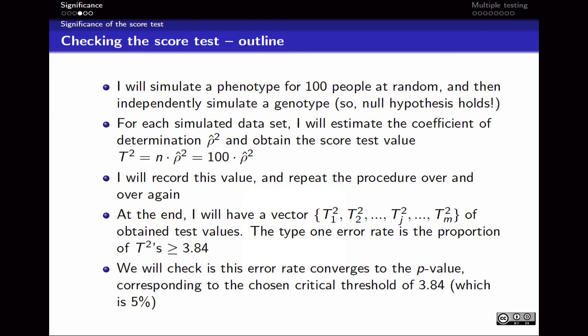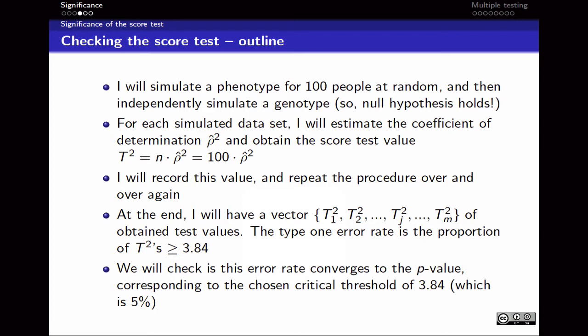So I designed the following Monte Carlo experiments. I'm simulating a phenotype for 100 people totally at random. I just take that as a realization from a normal distribution, and totally independently from this phenotype I simulate a genotype, right? Under the assumption of Hardy-Weinberg, that would be a realization from a binomial distribution. So the null hypothesis perfectly holds in my simulated data, and then I simulate one data set, and then the second data set, and then the third data set, and so on.